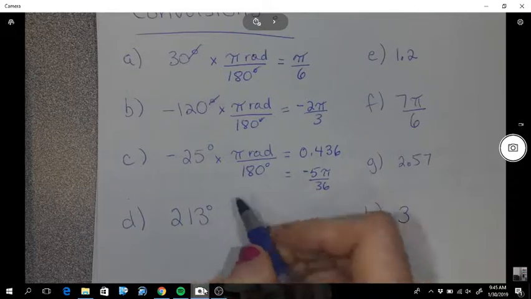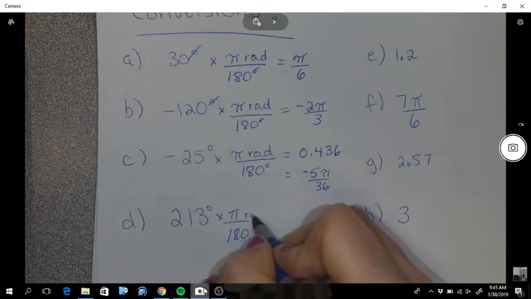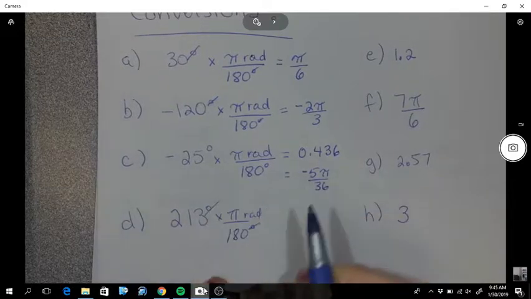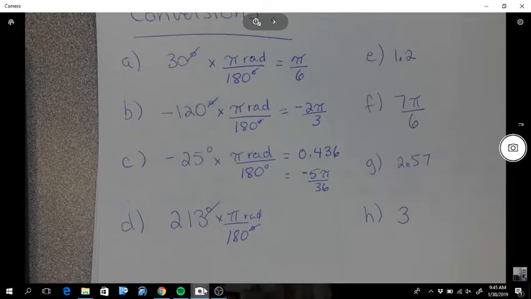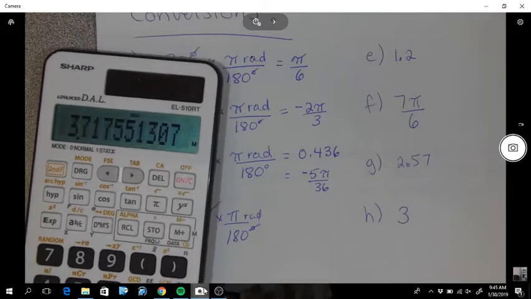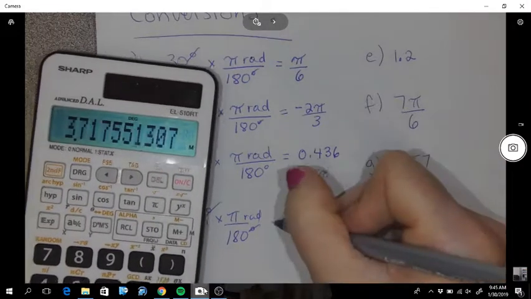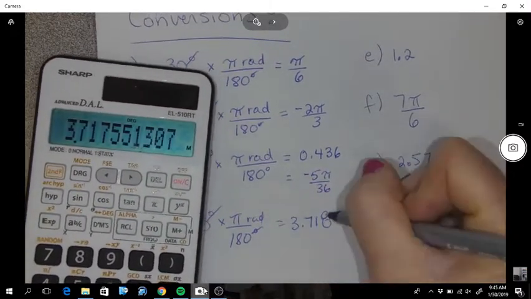Okay, and 213 degrees times pi over 180. So we're going to times by pi, divide by 180, like so, and I get 3.718 radians.